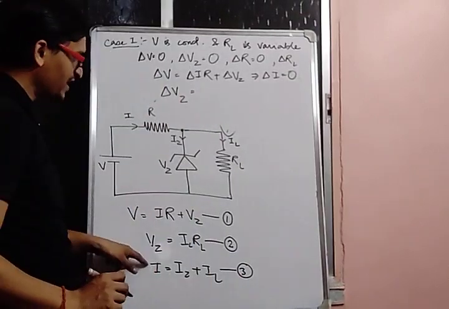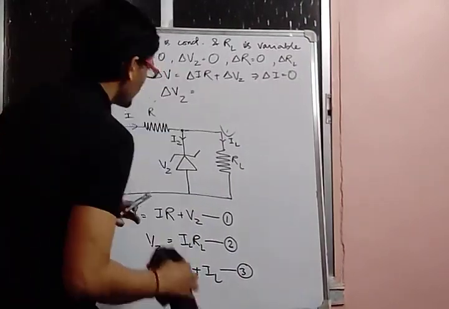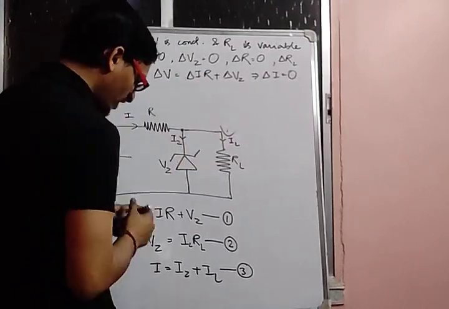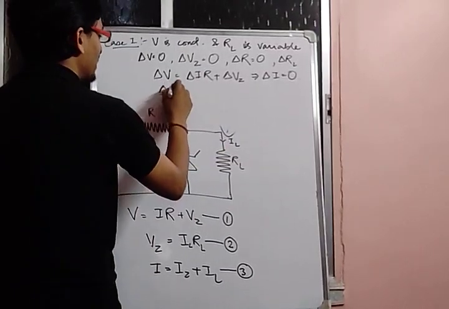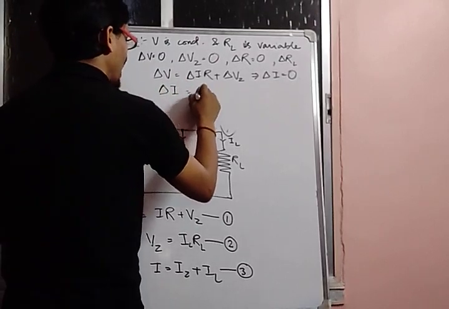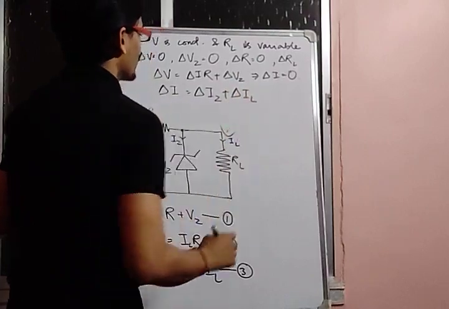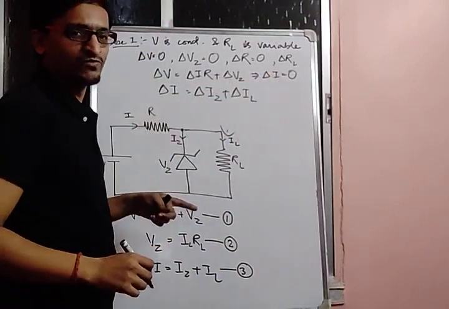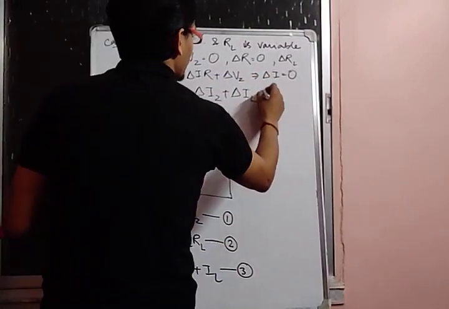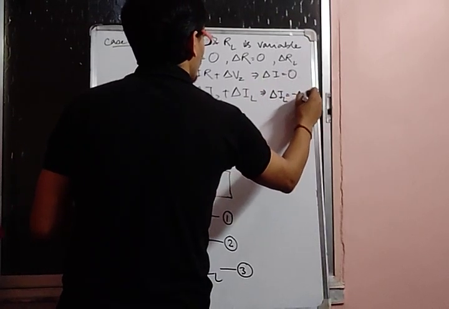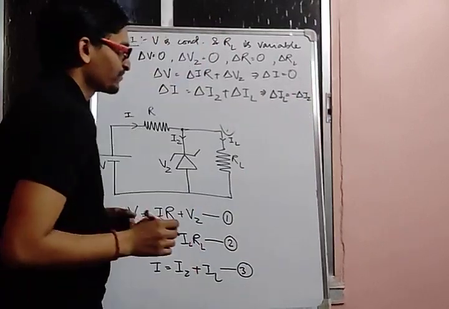Before considering equation number 2, let us consider equation number 3. Then I get delta I equals delta Iz plus delta IL. We have already seen that delta I is 0, so it's quite obvious that delta IL should be equal to minus delta Iz.